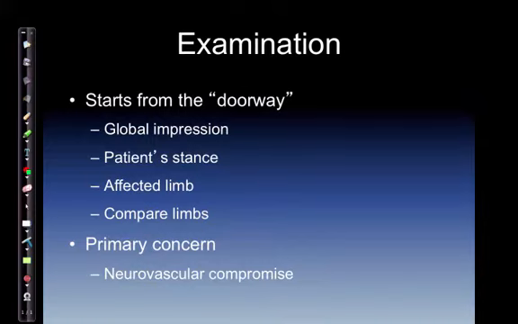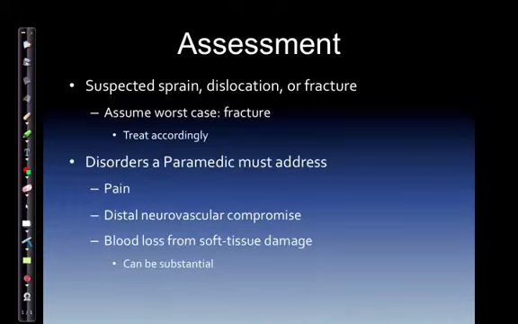Examination. Start from the doorway, get a global impression and the signs of distress. Patient stance, guarded or unguarded, and the affected limb position. Compare limb symmetry. Primary concern is going to be neurovascular compromise. Perform a careful assessment for distal neurovascular function, utilizing knowledge of innervations and circulation. So if they are numb in that specific area, you need to figure out why they are numb. Be sure that they have an associated pulse in that area.